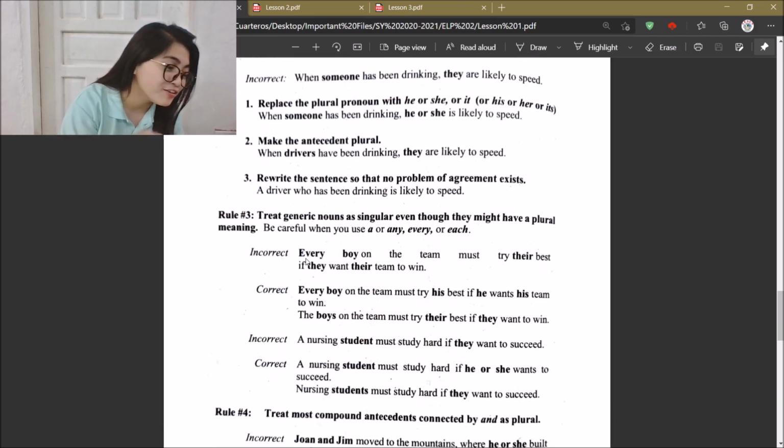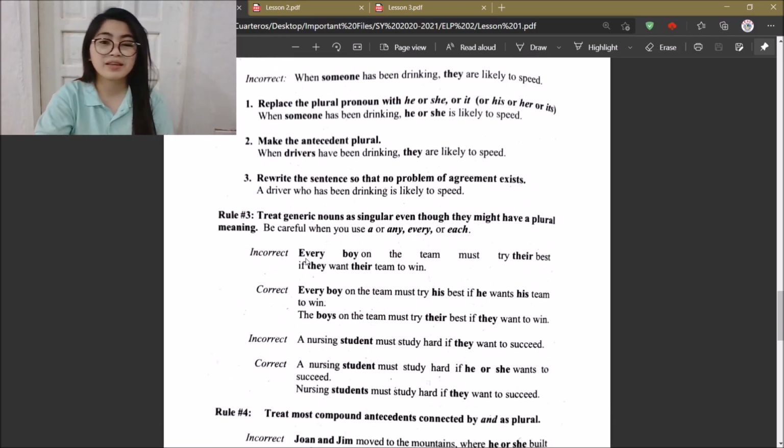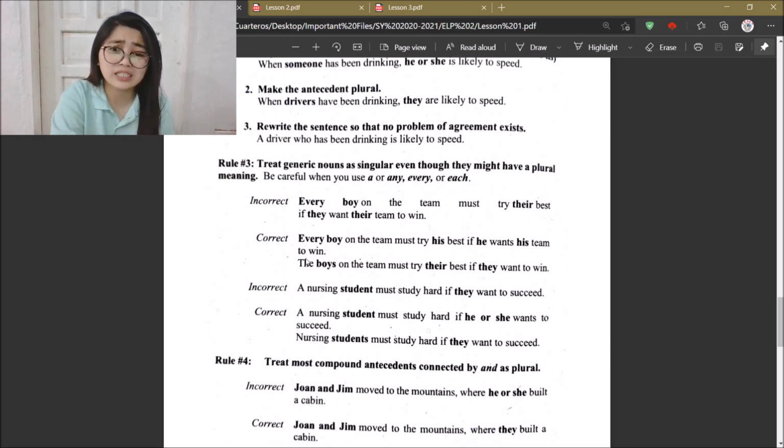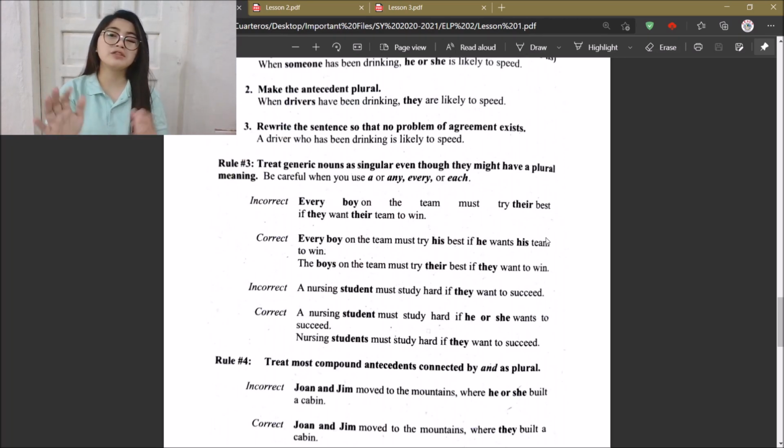We have rule number 3. So, treat generic nouns as singular, even though they might have a plural meaning. So, be careful when you use a or any, every or each. Okay? So, we have an example here. Every boy on the team must try their best if they want their team to win. So, ano yung subject of the sentence? Boy. So, mali siya. Doon pala makikita mo na mali siya.